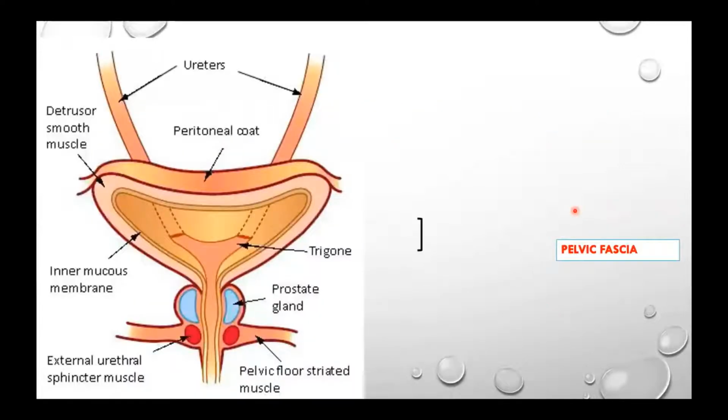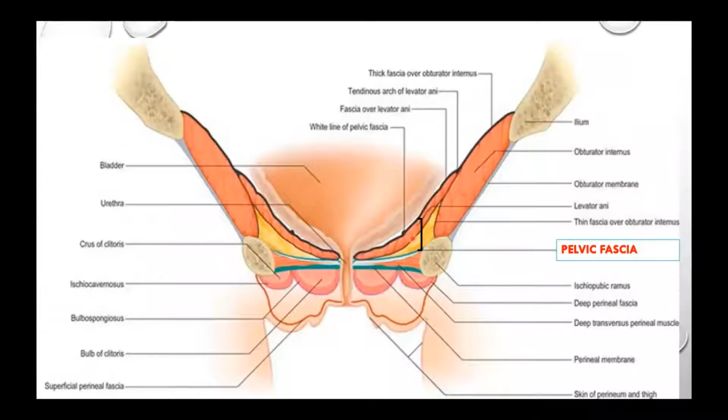So in this picture, we can see the pelvic fascia here, and this is the neck of the bladder, which is continuing further as the urethra. So this much part is concerned as the pelvic fascia, where it includes the levator ani and the fascia which is covering the obturator internus muscle. So these two together are named as the pelvic fascia here.